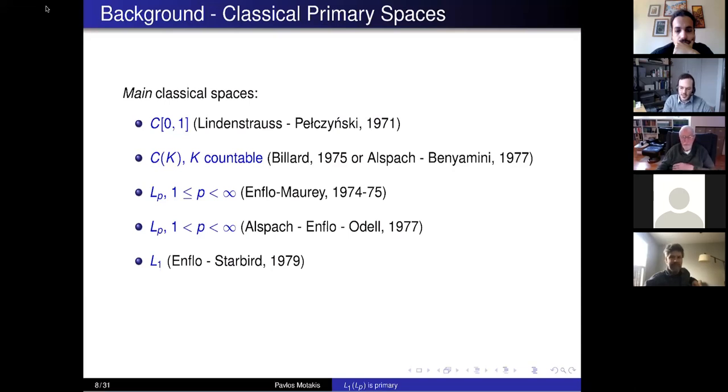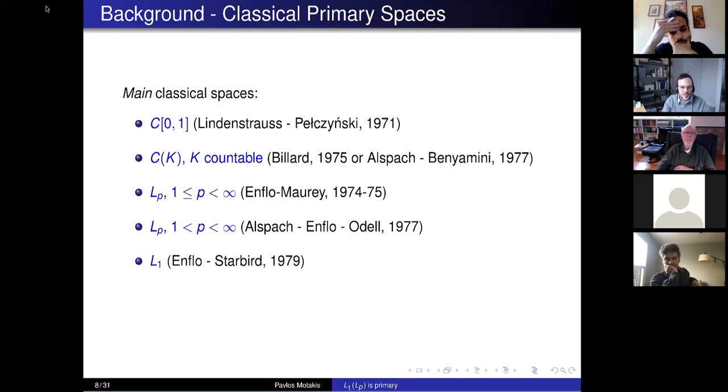And slightly later, Alspach with Enflo and Odell again wrote the proof that capital L_p, where p is strictly bigger than 1, is a primary space. And of course, this result is covered by the previous one. But the difference is that what they actually observed is that if you go in the range in which L_p is reflexive, then the proof is simpler. The proof above uses some additional tools that are not required here if you're in this range.